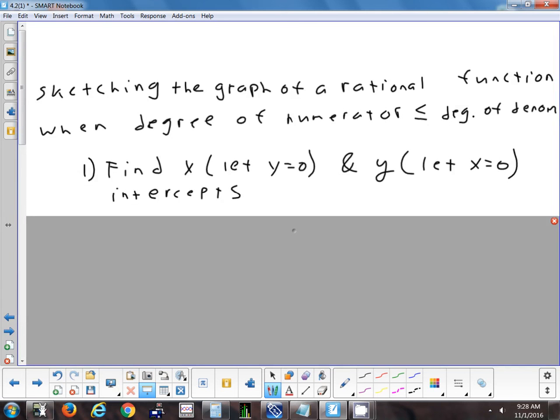One thing that can be helpful when you're sketching a graph is to try to find your intercepts. Where does the graph cross the axes? To find your x-intercept, you plug 0 in for y. And when you find your y-intercept, you plug 0 in for x. The reason I say this can be helpful is because it doesn't always work. You could have a graph that never crosses the x or the y-axis.